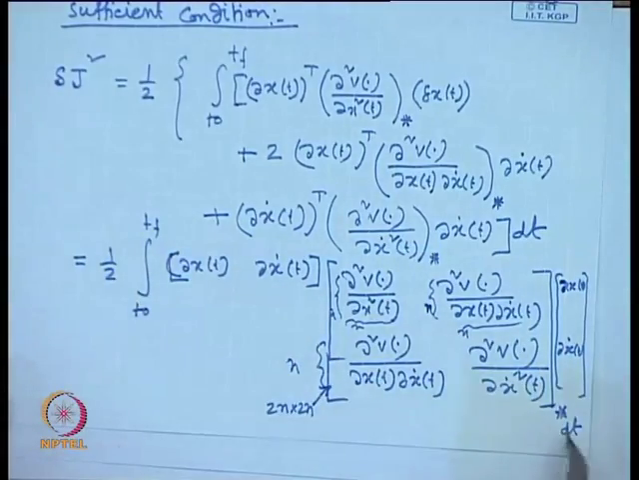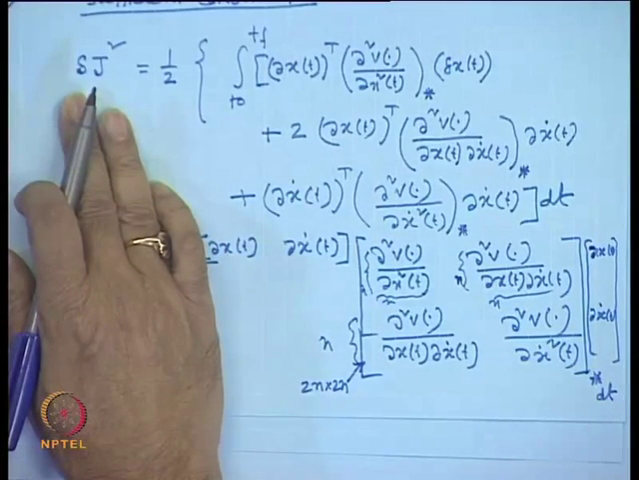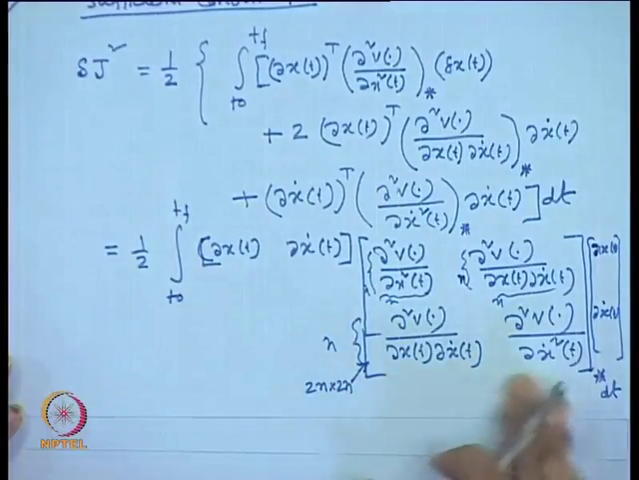Now, we know the sufficient condition of the second variation of the functional: if it is greater than 0, then the functional value along the trajectory should be a minimum value of the functional. If delta square v is less than 0, then the functional value along the trajectory will be a maximum value of the functional. So, how to decide this one? If you see, it is now in quadratic form.